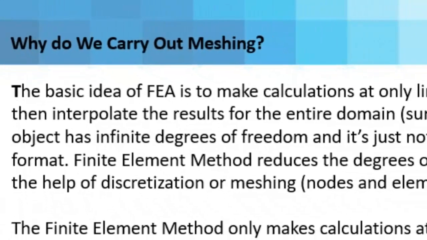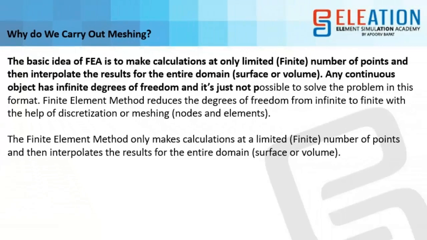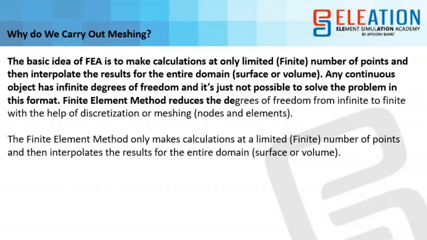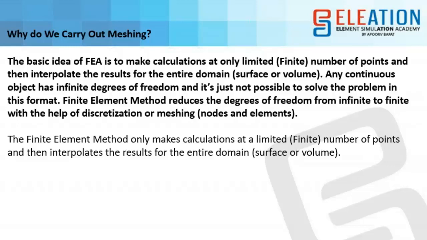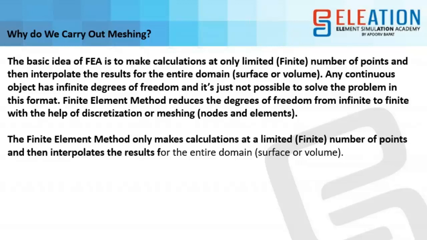The basic idea of FEA is to make calculations at only limited, that is finite, number of points, and then interpolate the results for the entire domain, or you can say surface or volume. Any continuous object has infinite degrees of freedom, and it's just not possible to solve the problem in this format. Finite element method reduces the degrees of freedom from infinite to finite with the help of discretization or meshing. The finite element method only makes calculations at a limited number of points and then interpolates the results for the entire domain.